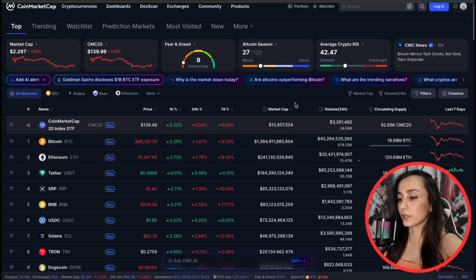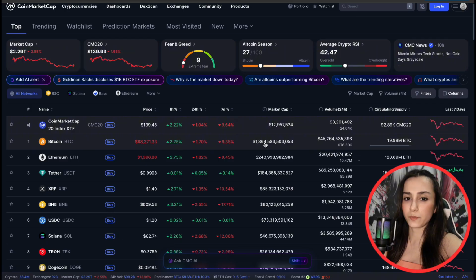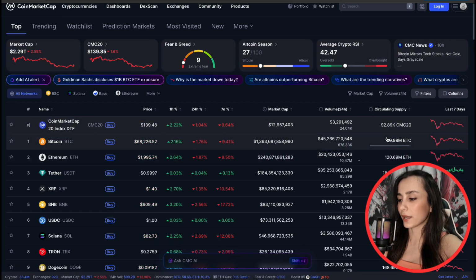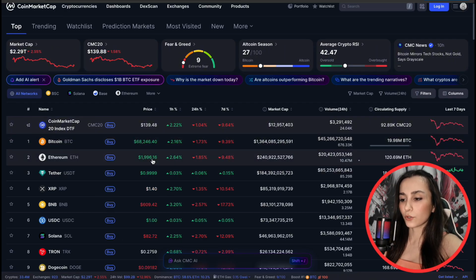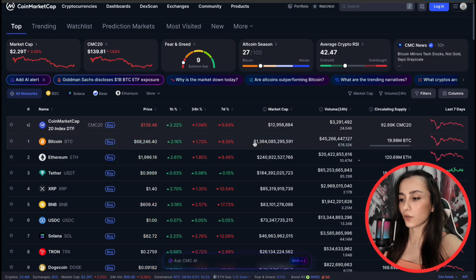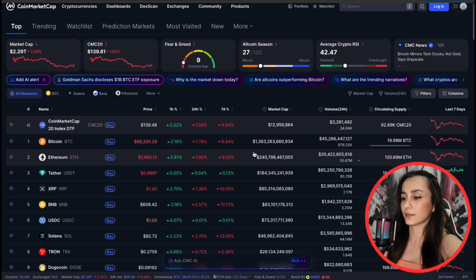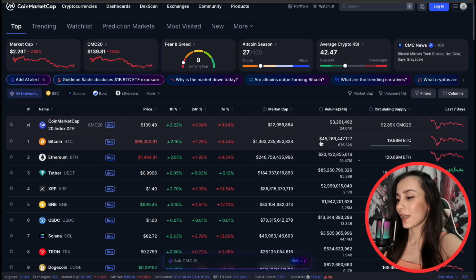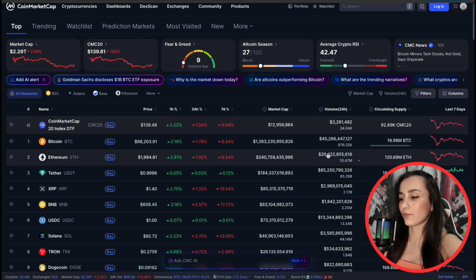Here I can also see the market cap. Market cap means the circulating supply multiplied by the current price. So for Bitcoin, it's 1.3 trillion, let's say. It's pretty long. And you can also see their volume.